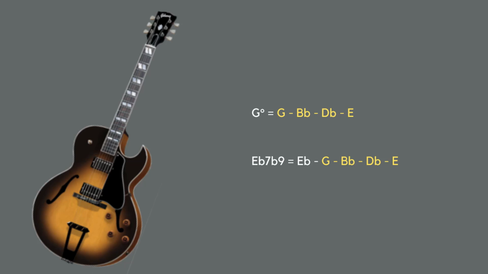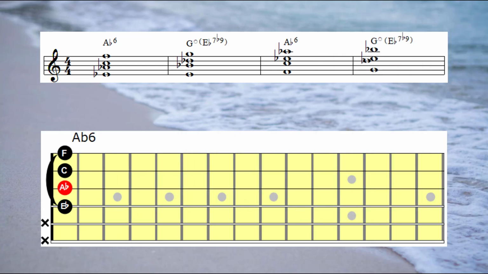And to help us get used to the sound of an A-flat 6 moving to an E-flat 7 flat 9, I'm going to have the bass play an A-flat note underneath the A-flat 6 chord and an E-flat note as we play the G diminished chord. Here we go.